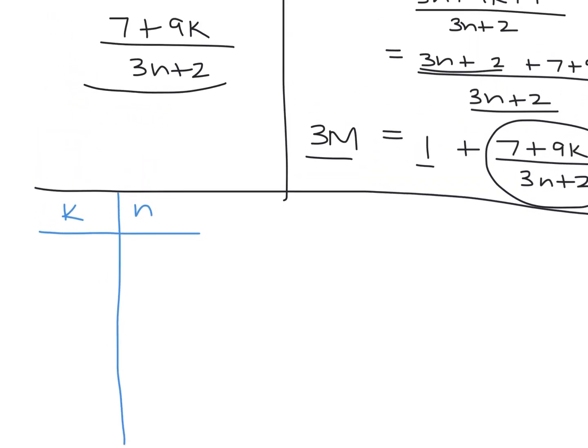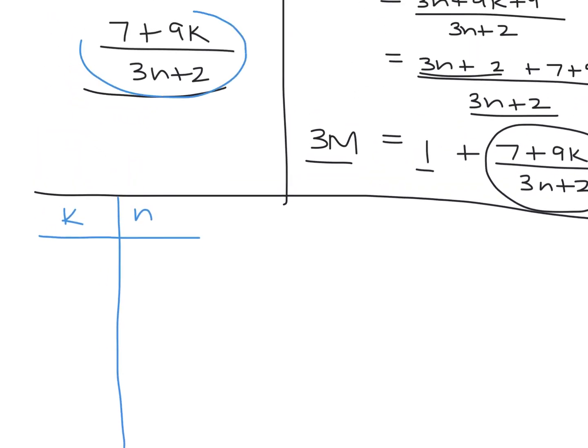Okay, so we are trying to make this an integer. Let's start with k equals 1. If k equals 1, then n, oh, we've got to figure this out. Oh boy, I got it. I understand now. Okay, so k is equal to 1. So this is just one of those really time-consuming questions. If k is 1, 7 plus 9 over 3n plus 2. So we get 16 over 3n plus 2.